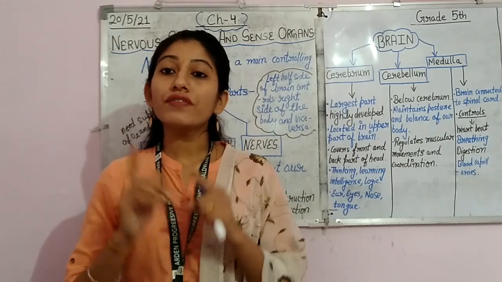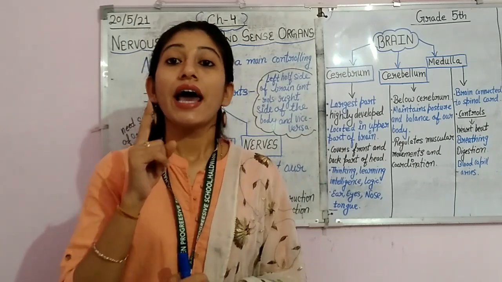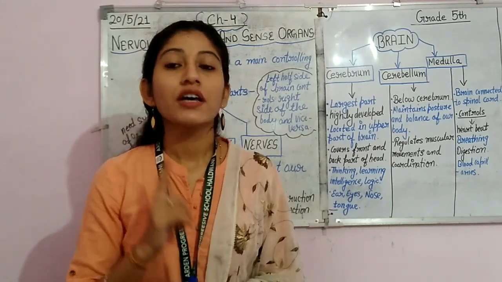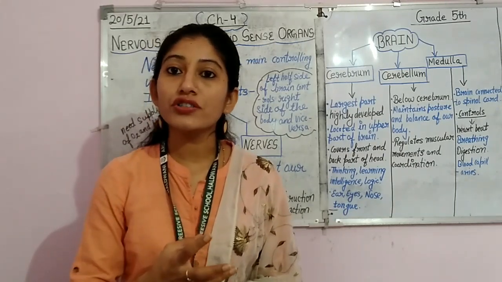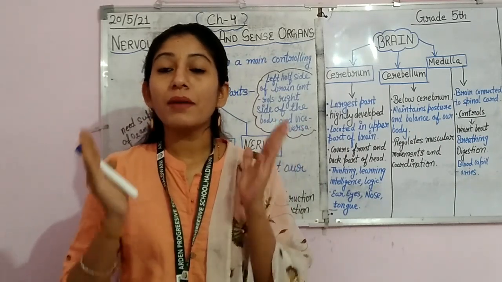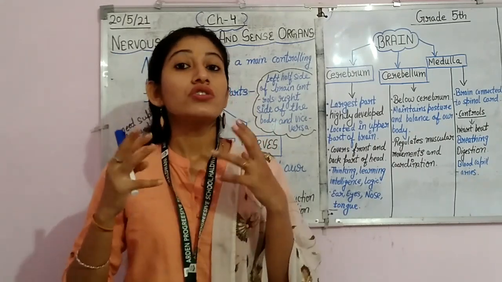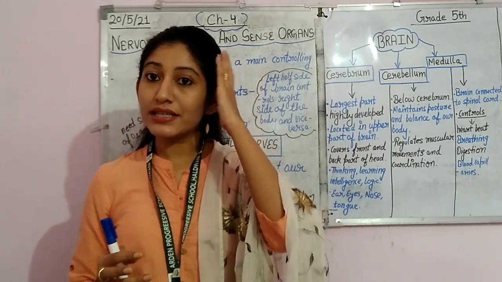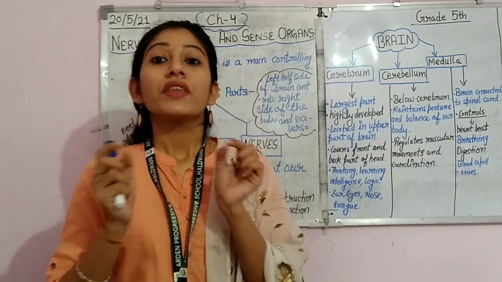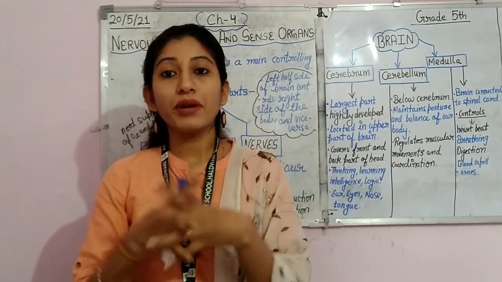Now, what is the role of this jelly-like fluid here? This jelly-like fluid helps our brain from getting jerks and shocks. Getting jerks means when you get some injury, at that time our brain should not get any jerk, any shock, or any damage. So for that there is a gap between the skull and the brain, which is filled with the jelly-like fluid, and this fluid is actually protecting the brain.